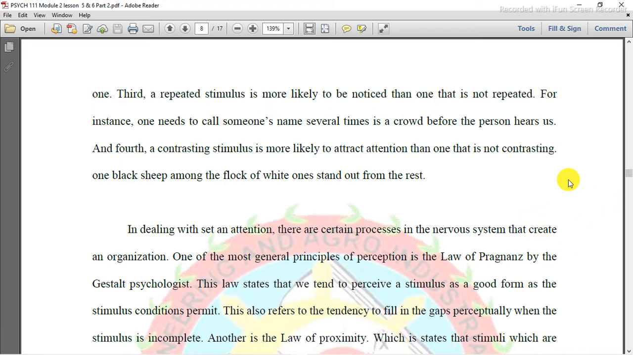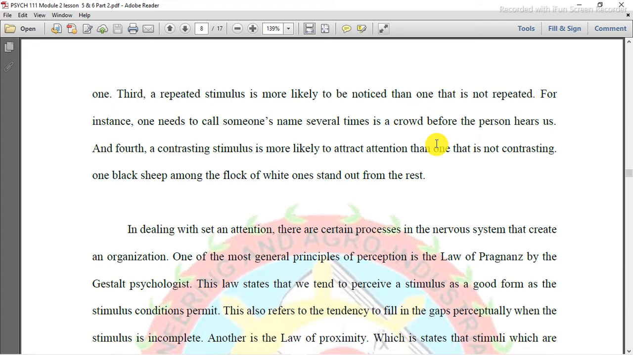Third, repeated stimulus is more likely to be noticed than once repeated. So, yung paulit-ulit na mga pangulit na mga stimulus, napapansin mo rin yon, okay? For instance, one needs to call someone's name several times in a crowd, okay, di ba? May times pag maraming tao, pag tinawag mo yung isang tao one time, siguro hindi niya yan maririnig. Hindi makakatch yung attention niya. Pero, pag pinaulit-ulit mo yun, you repeat that stimulus, no? Yung pagtawag na yan, mapansin ka na rin.